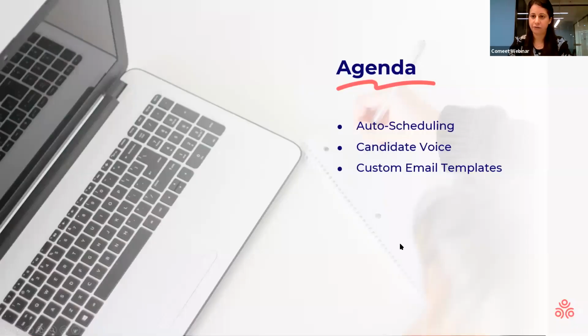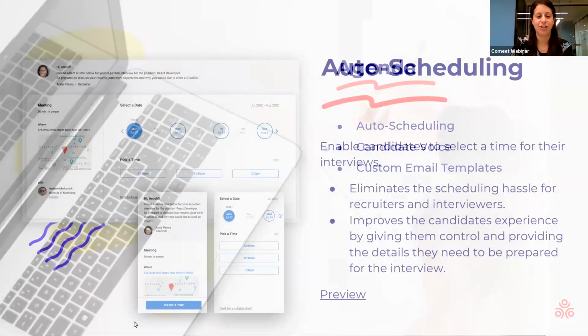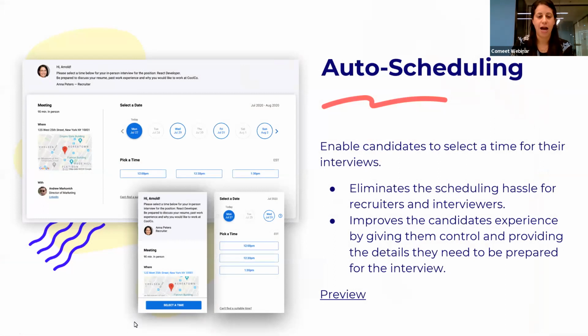This is our agenda for today's webinar. We're going to talk about the auto scheduling feature. Following that, we're going to talk about our candidate voice. It's a survey that we send out to candidates to get feedback about the interviewing process at your companies, and we'll see that as well. And according to how we go with time, we'll talk about custom email templates as well. So I'm going to hand it over to Orly. She will share a little bit more about our new feature.